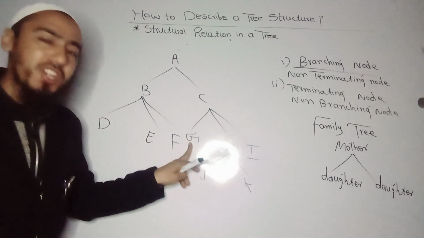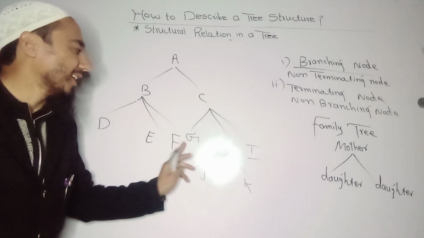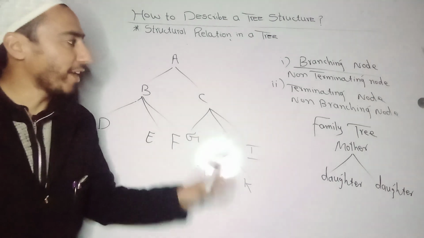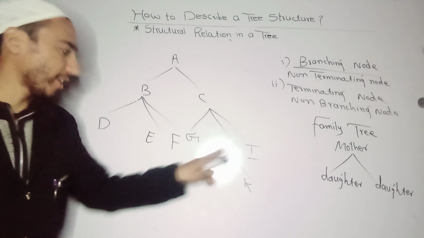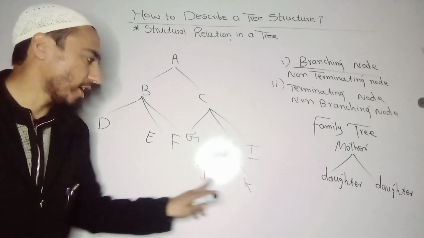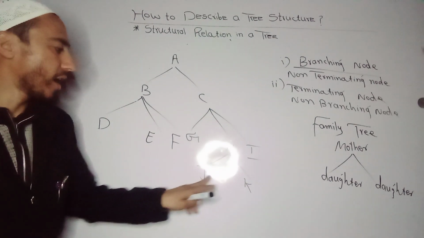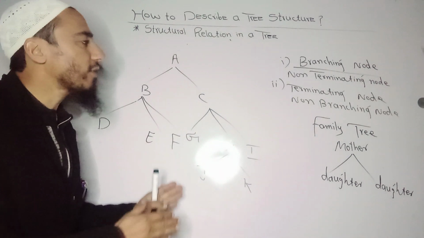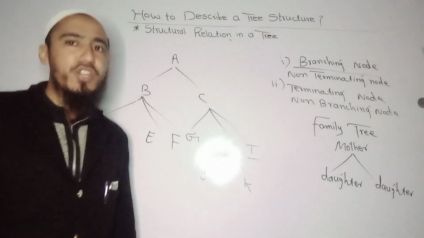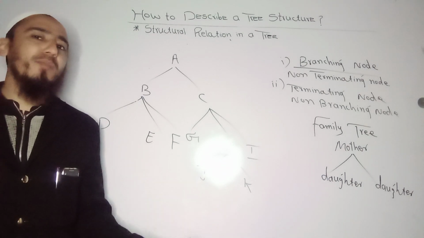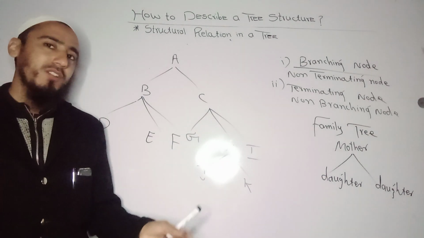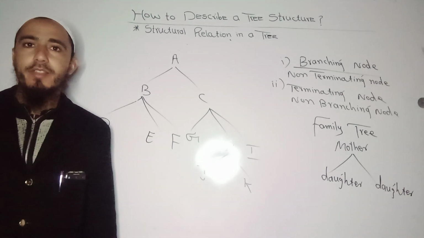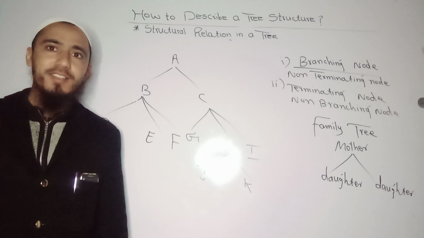Same is the case G, it does not dominate any other because it does not have any other branch. However, here H dominates J and K. But J and K do not dominate H because they are terminating nodes. Listeners and audience, in the upcoming lecture, we will talk about dominance and relevance, how they have a relation with each other. Hope that this topic is clear to you.